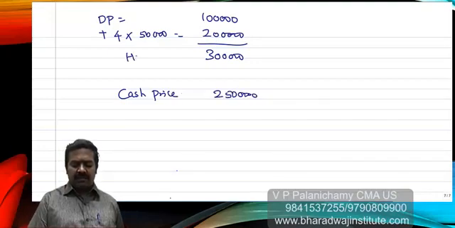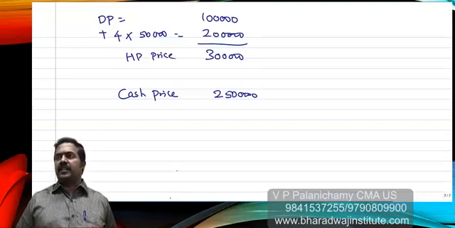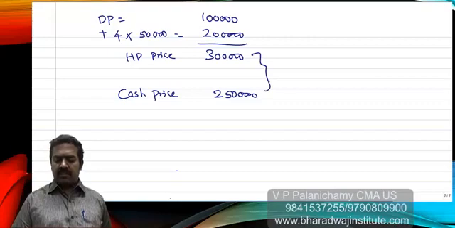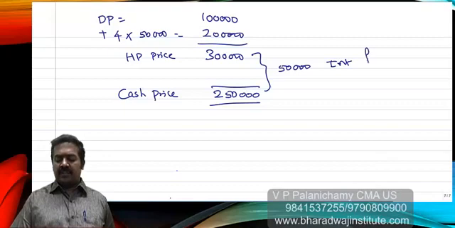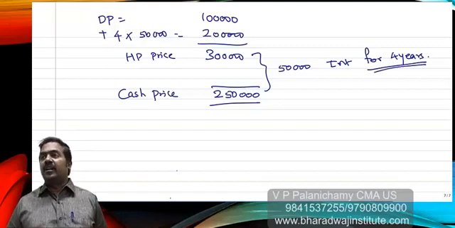So, whatever they have given is the hire purchase price. What is the total amount difference? 3 lakhs minus 2,50,000. What is the difference? This 50,000 is interest for how many years? For 4 years. Interest not for 1 year, interest for 4 years.